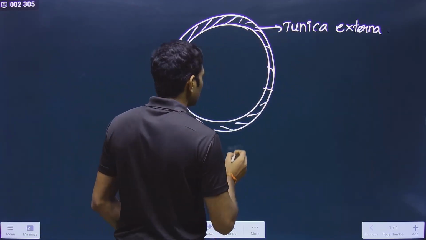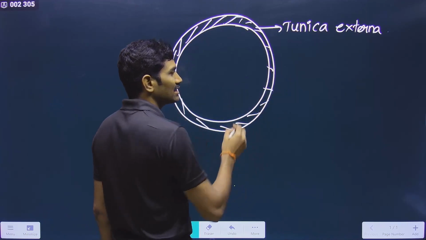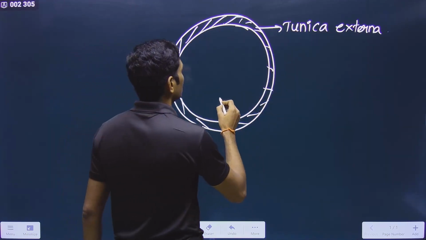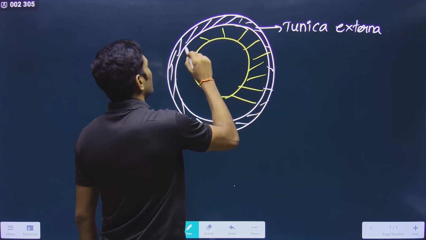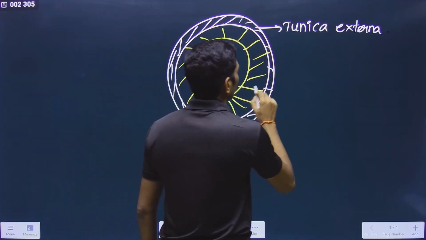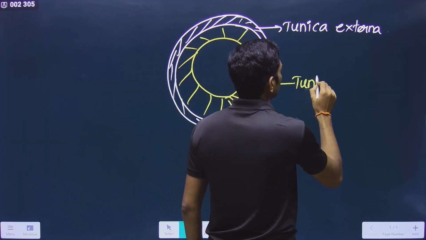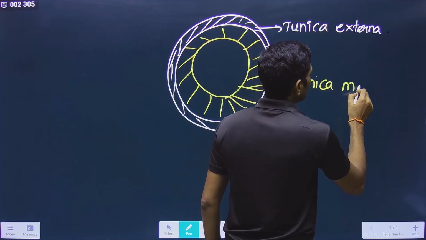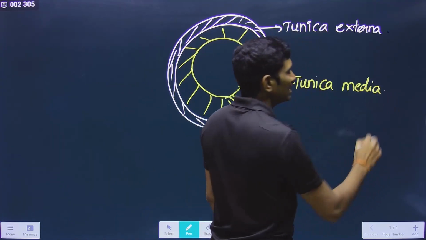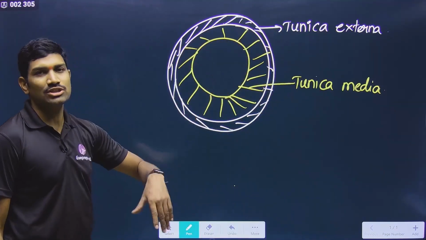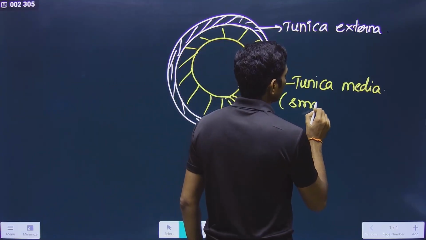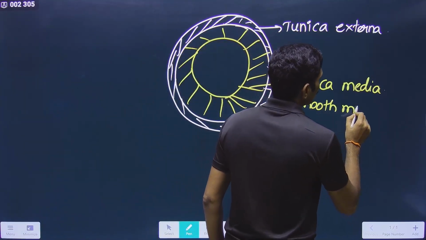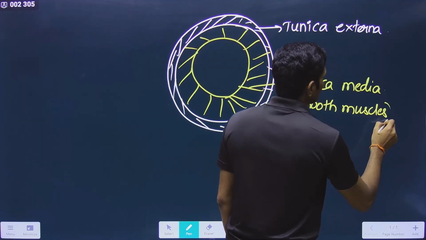And below this is the muscular layer. Please remember, among the three layers, this is the thickest layer, and it is made up of muscles. That's why it is called the muscular layer, and it is present in the middle. Out of the three, this is the middle one. That's why it is tunica media, and it is made up of smooth muscles. Very important. So please remember this.